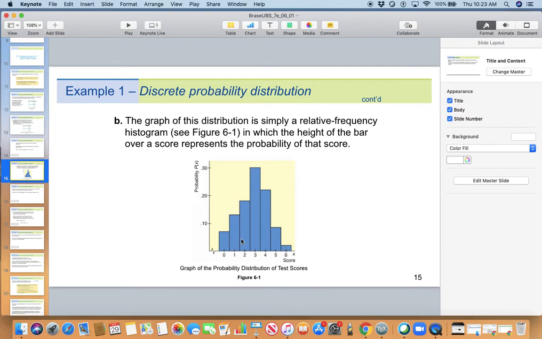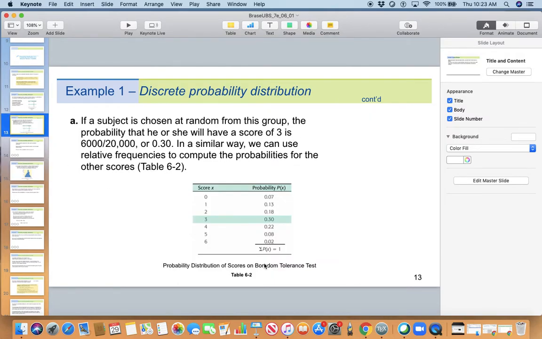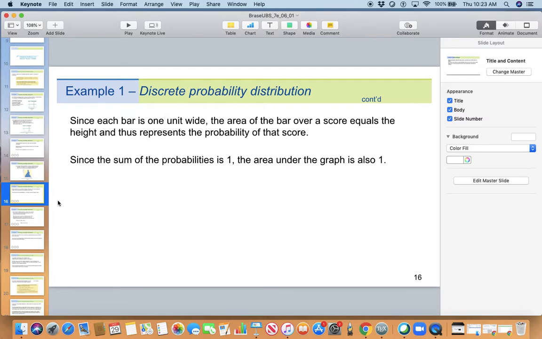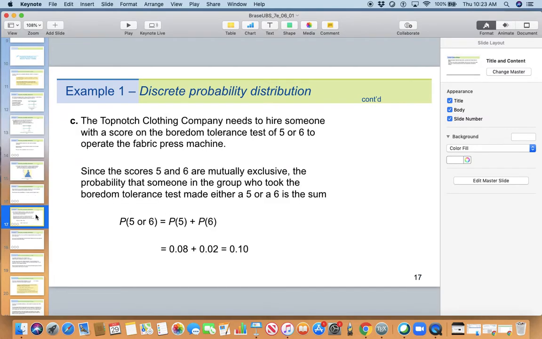Area of the rectangle is the actual probability, which means what? Area of the entire shaded region is 1 because all the probabilities add to 1. So these areas add to 1. Okay, that's an important point to note. So the area under the graph is also 1.